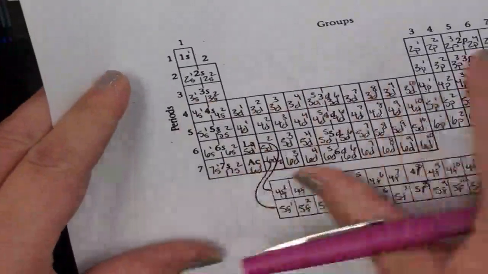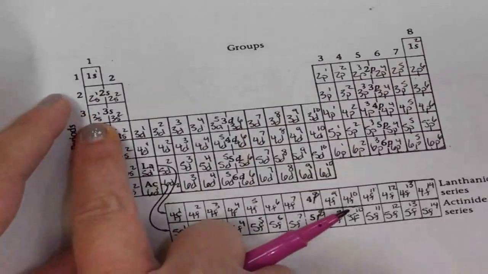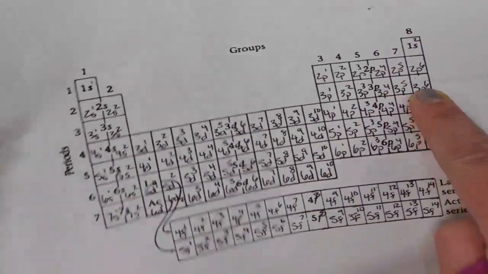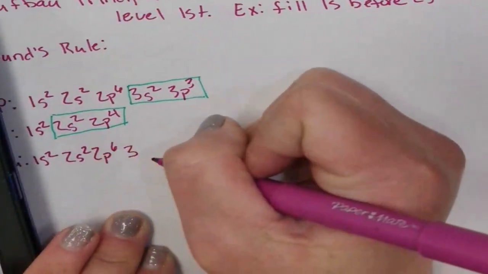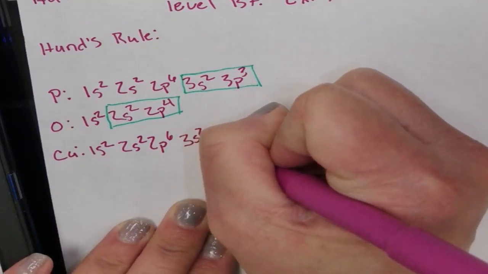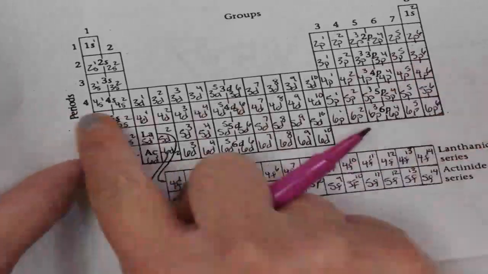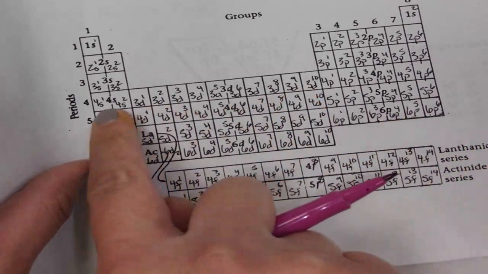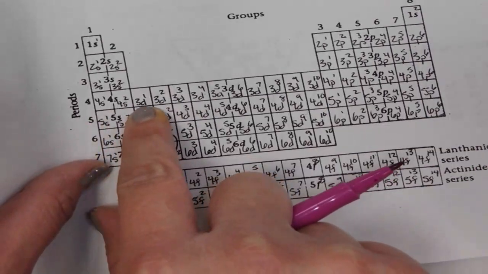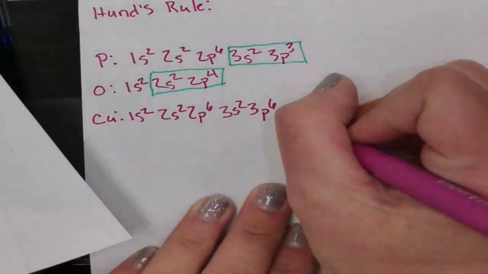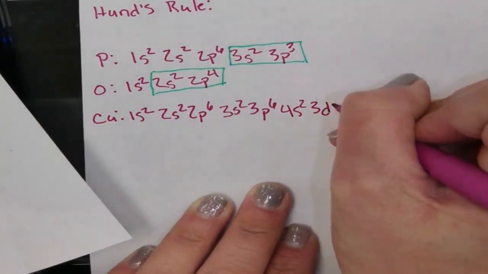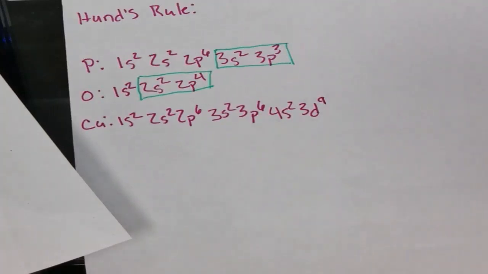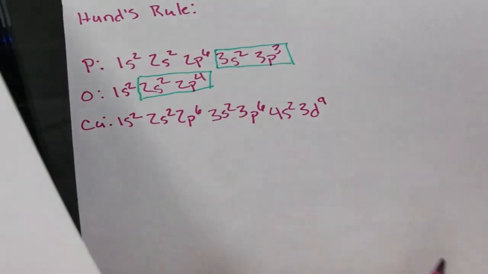I have 3s2, 3p6, and then I have 4s2, 3d9. We go 4s2, 3d9. Now, we have one more thing to look at.